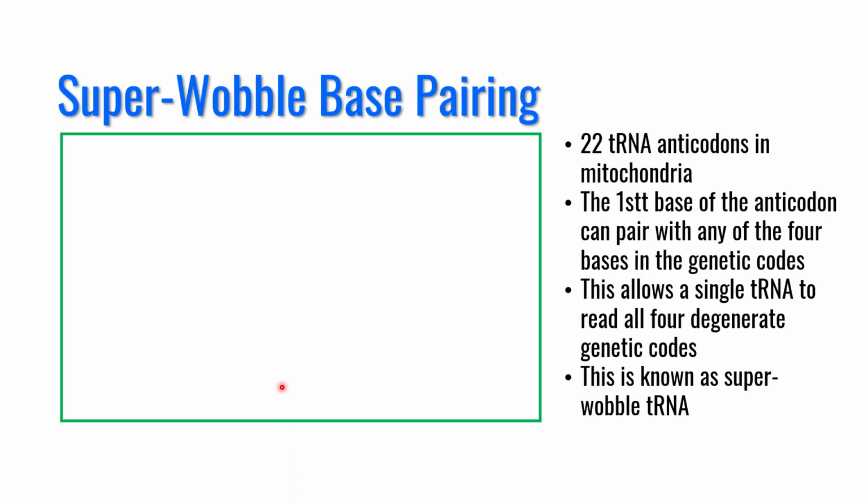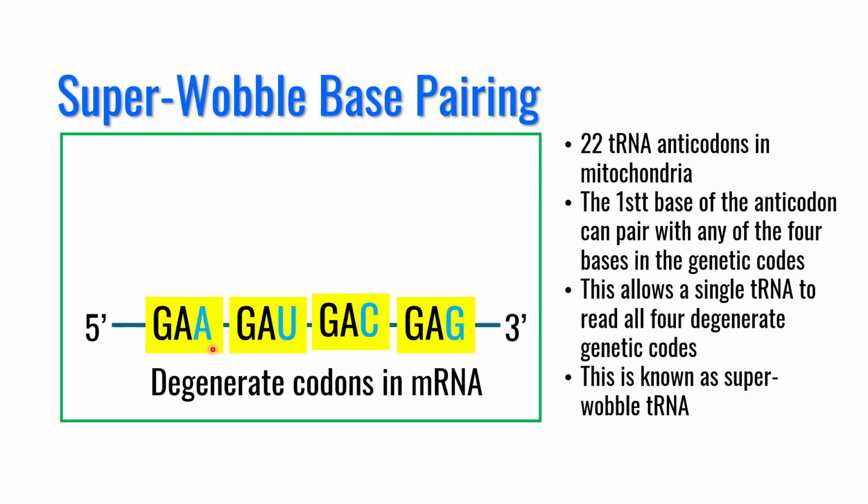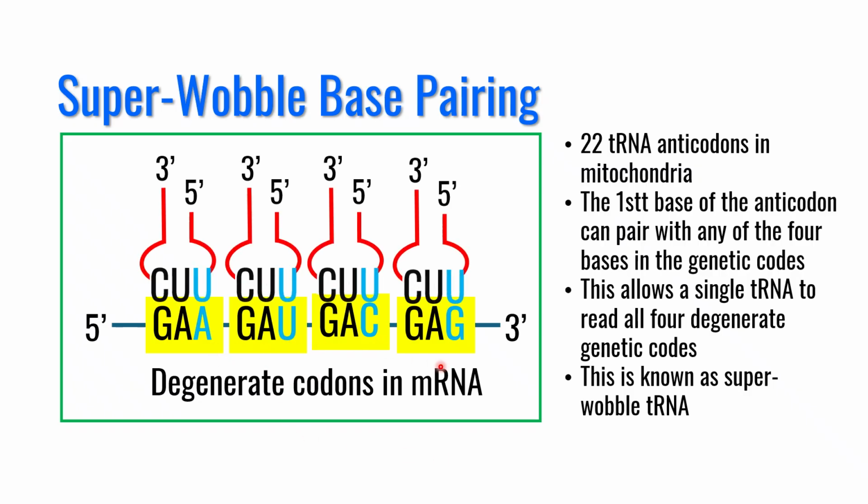So far we have discussed Wobble-Base pairing, which is related to cytoplasmic system. Now we turn toward the Super-Wobble-Base pairing, which is related to mitochondrial system. In mitochondria there are 22 tRNA molecules or 22 tRNA anticodons. In this case, the first base of the anticodon can base pair with any of the four bases such as A, U, C, G, and this allows flexibility of binding or reading of four genetic codes by a single tRNA molecule. This is known as super-wobble base pairing, and such tRNA is known as super-wobble tRNA.